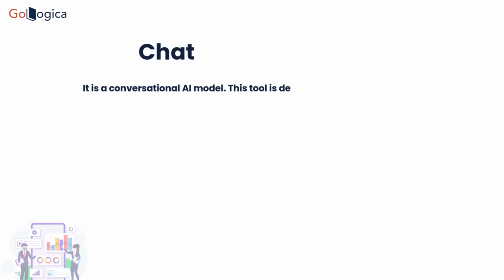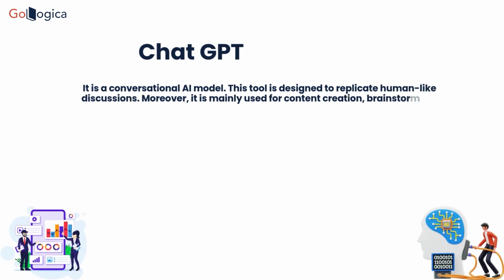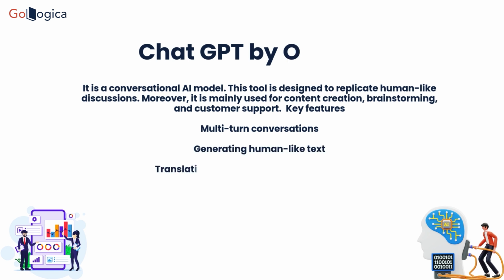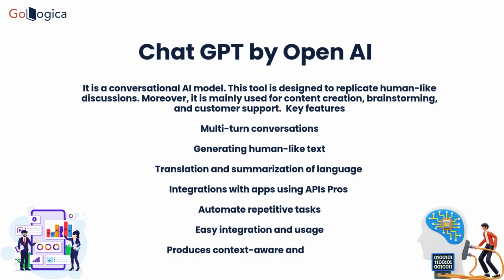First tool is ChatGPT by OpenAI. It is a conversational AI model. This tool is designed to replicate human-like discussions. Moreover, it is mainly used for content creation, brainstorming, and customer support. Key features: multi-turn conversations, generating human-like text, translation and summarization of language, integration with apps using APIs. Advantages: automate repetitive tasks, easy integration and usage, produces context-aware and clear text.